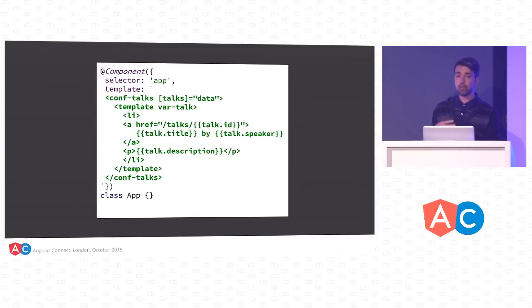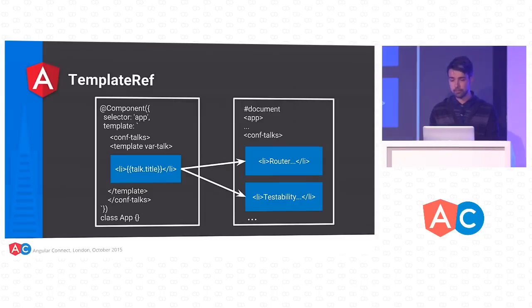So in Angular 2, we have a special primitive that makes implementing such directives a lot easier. And it's called a template ref. So a template ref allows us to reference a chunk of UI, and then we can use a template ref to stamp out multiple copies of that UI. So let's use it to implement our component.